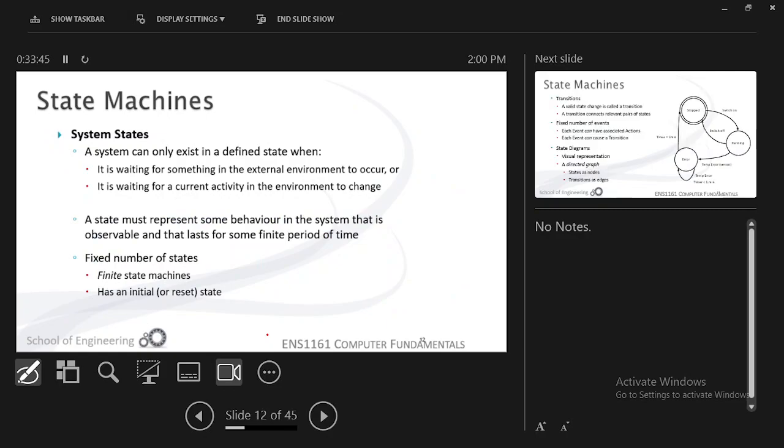Next one is system states. A system can only exist in a defined state when it is waiting for something in the external environment to occur, or it is waiting for current activity in the environment to change. Basically, in these places we have to focus on an interaction, that is, observation of how the environments are changing, right?